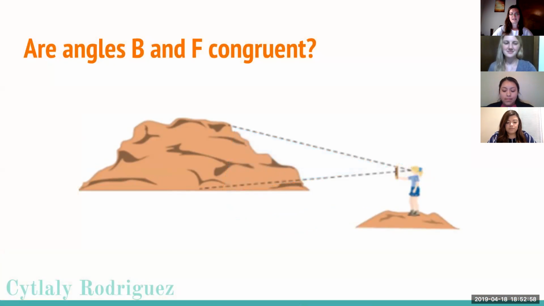Can you tell me if sides B and F are congruent to each other? Well, of course, indeed, side B and side F are congruent to each other, meaning that both sides are identical on the same corresponding sides as well. Although the yellow triangle is smaller, it still has the same congruent side as the blue triangle, even though the blue triangle is much bigger.